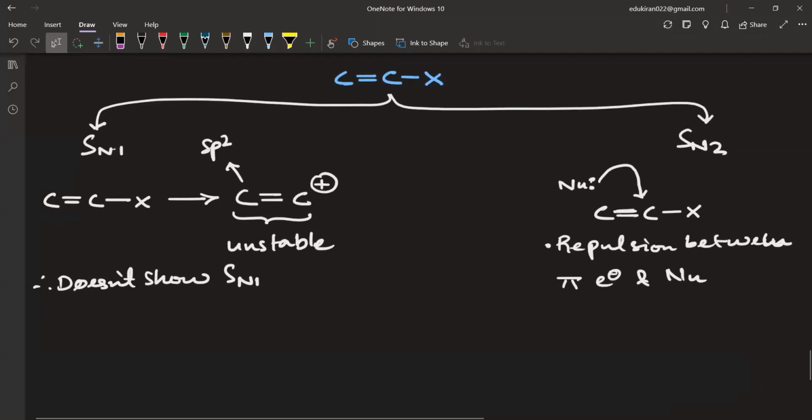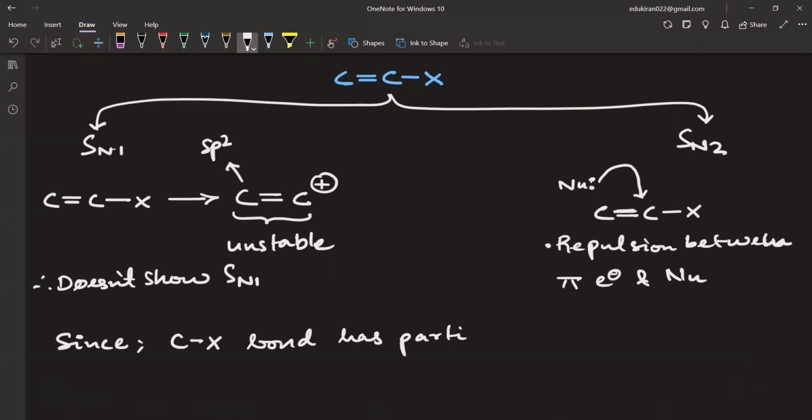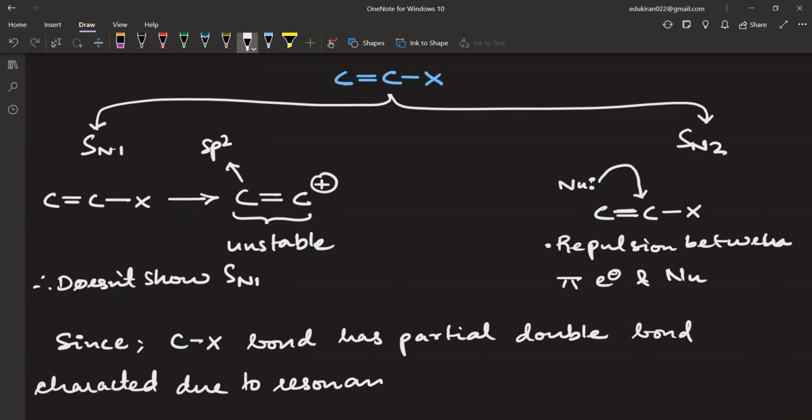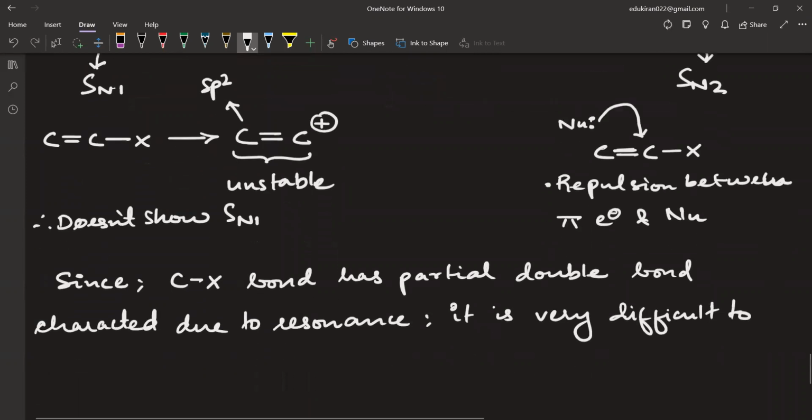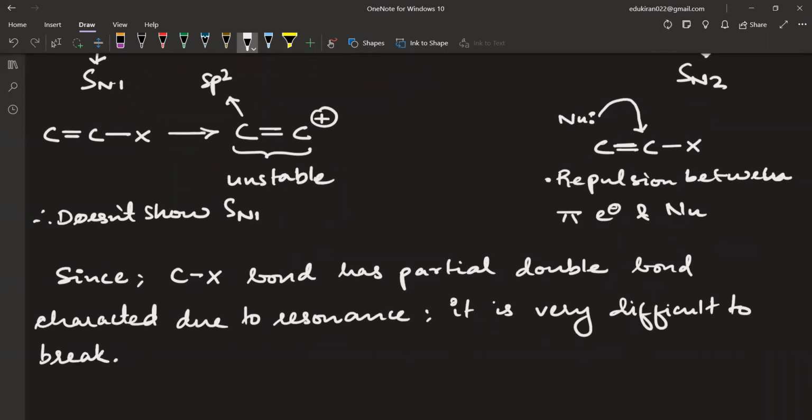And also a second general reason why it cannot do either Sn1 or Sn2 is that this C-X bond has partial double bond character due to resonance, so it is very difficult to break. It is very difficult to break.